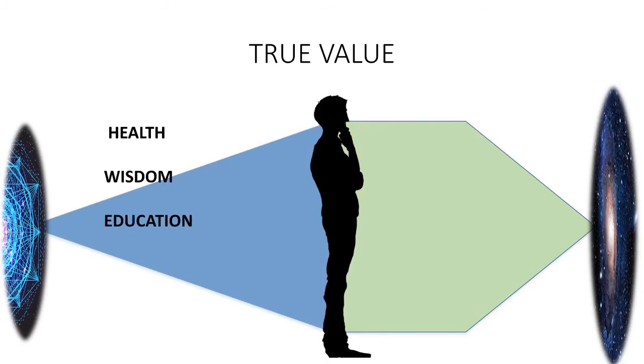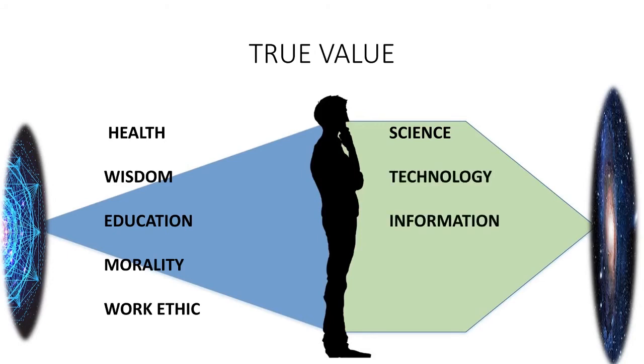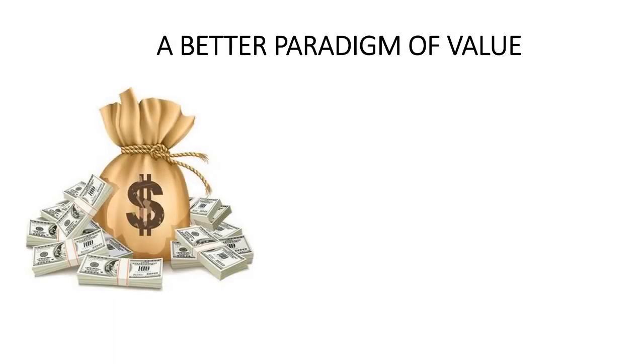Health, wisdom, education, morality, and work ethic might be considered spiritual true value that deals with making people more effective at handling the world. Now, our scientific true values might be science, technology, information, resources, and tools. Technology falls under tools already, but these are more externally valuable things, right? Dealing with using the environment more effectively. So this is actually a better paradigm of value that's more complete.